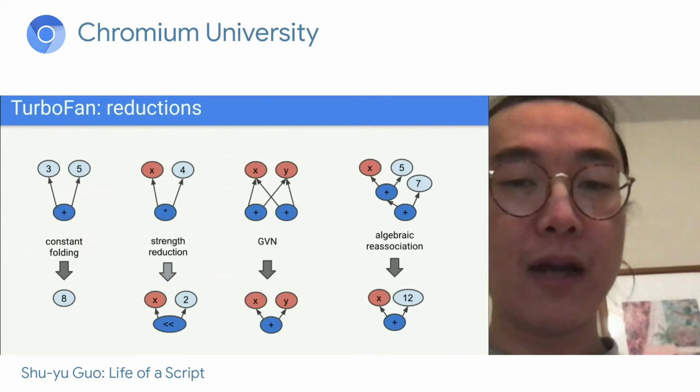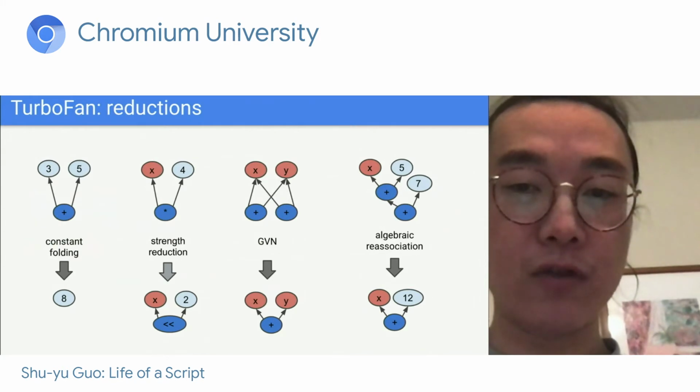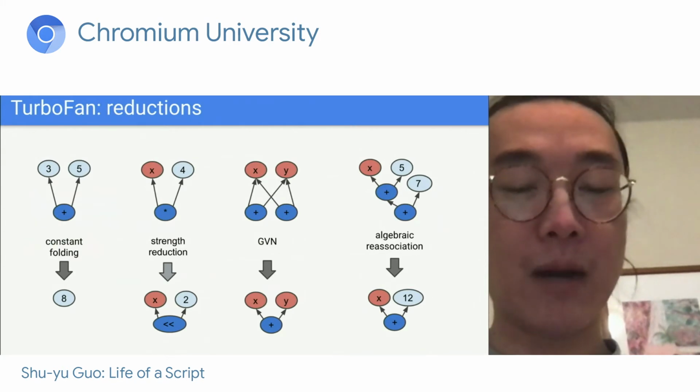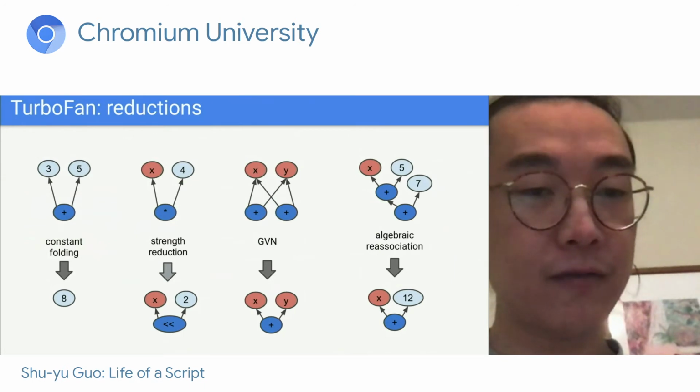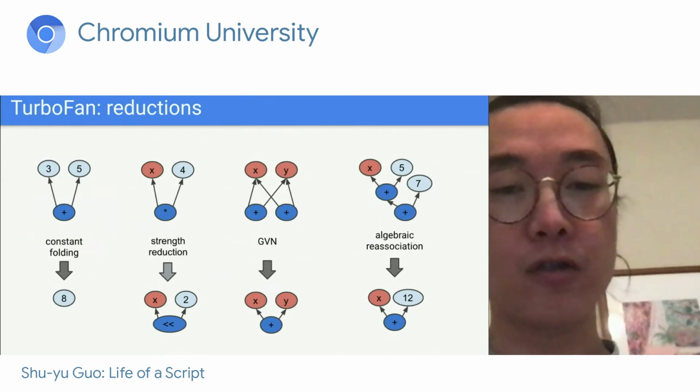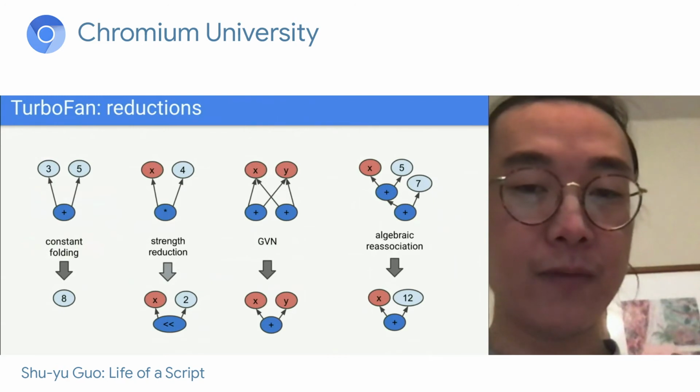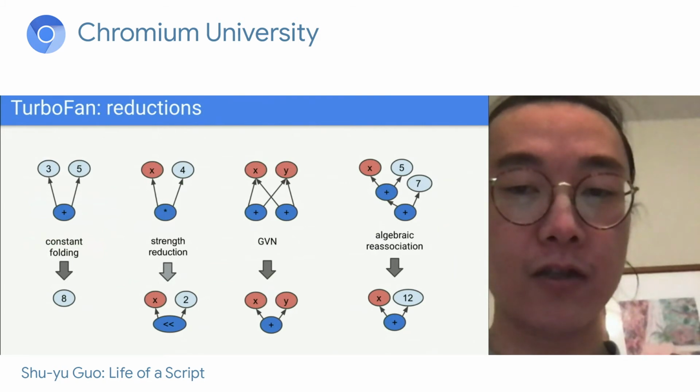Along the way, we apply a bunch of reductions on the graph. These reductions are your classic compiler optimization passes, like constant folding and strength reduction. There are also some JS-specific ones in there. In these reductions, they make liberal use of the type feedback we observed during Ignition itself.